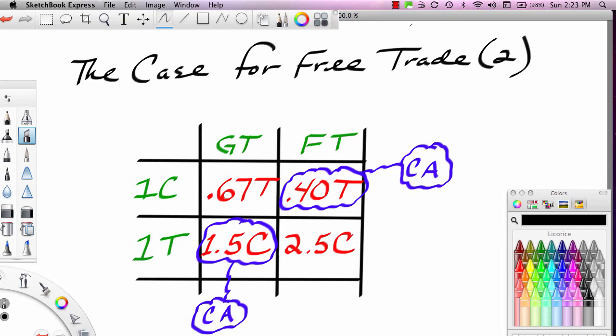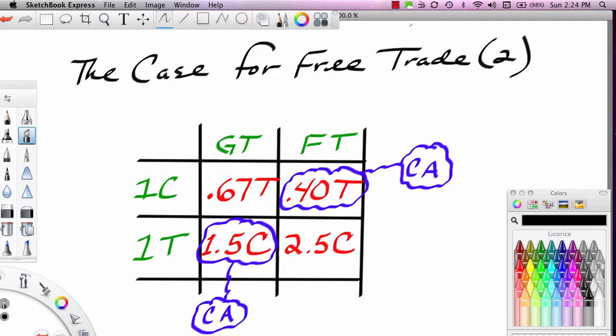Hi, this is Ron Cipcic, and this is the second part of a three-part series on the case for free trade. We investigated in part one the concepts of absolute and comparative advantage. We learned in part one that absolute advantage is being able to produce a product at the lower resource cost, whereas comparative advantage is being able to produce the product at a lower opportunity cost.